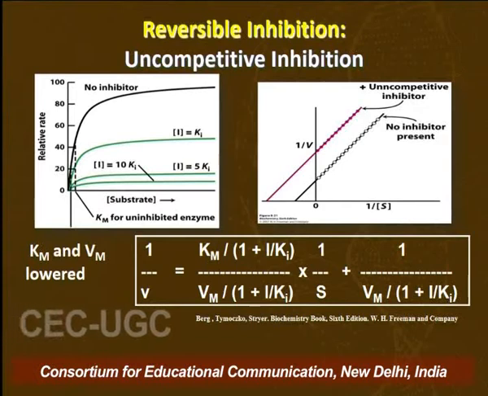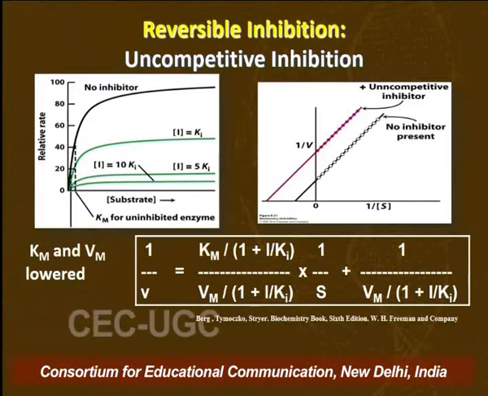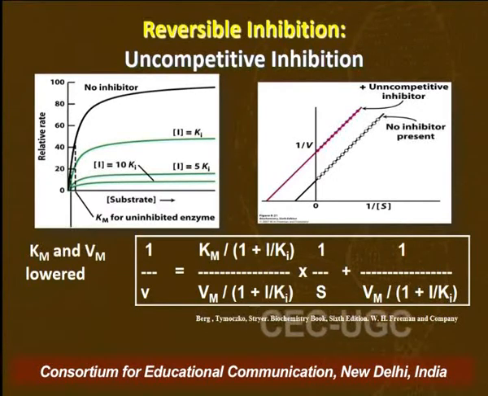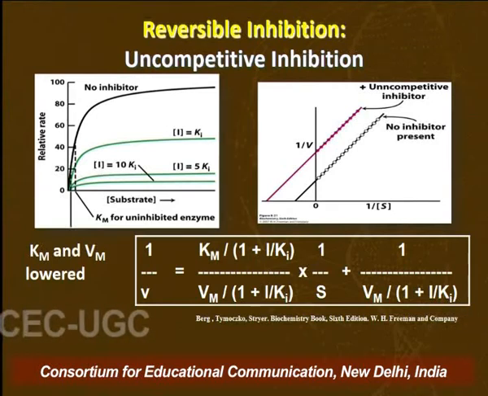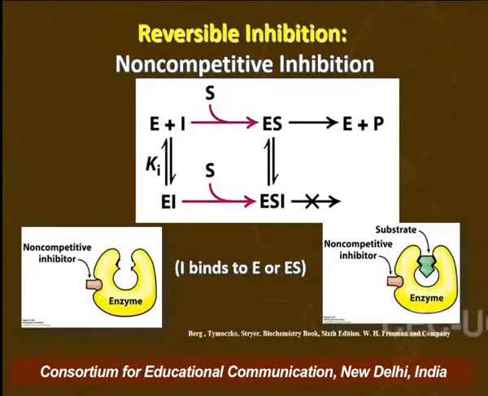Now if we see the enzyme kinetics over here, the Michaelis-Menten plot as well as the Lineweaver-Burk plot, we can see that the Km and the Vmax values were lowered in both of the cases. So in the uncompetitive or reversible inhibition, the Km and the Vmax values were lowered. So we can see both the Michaelis-Menten plot as well as the Lineweaver-Burk plot, and the equation becomes something like that, which is shown in this particular slide. Now the third important type of inhibition is called non-competitive inhibition.